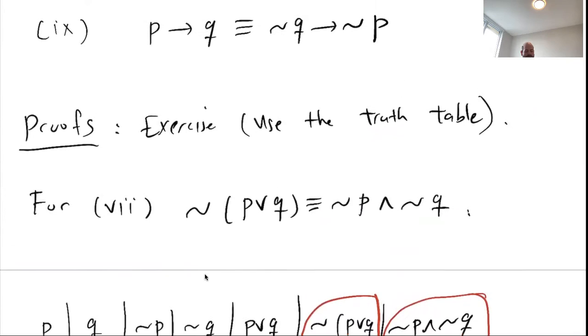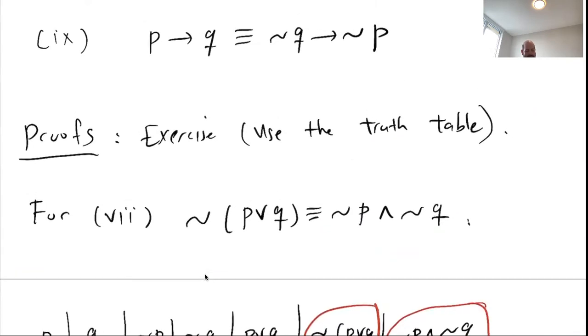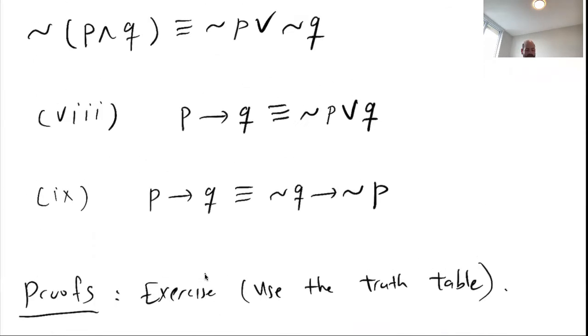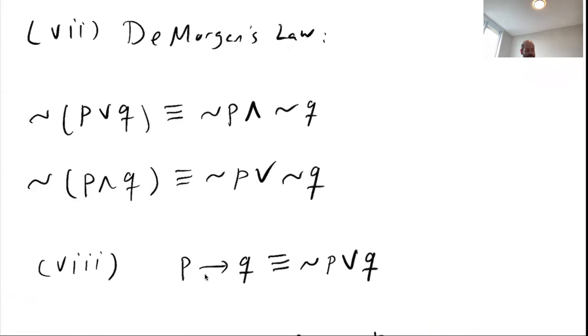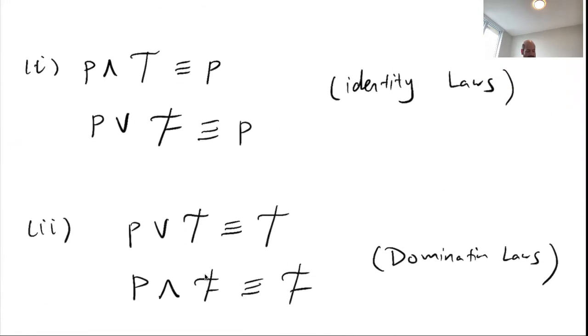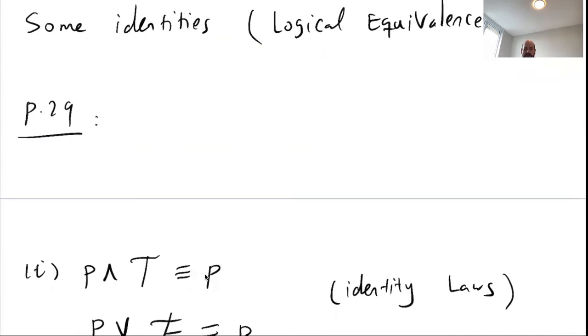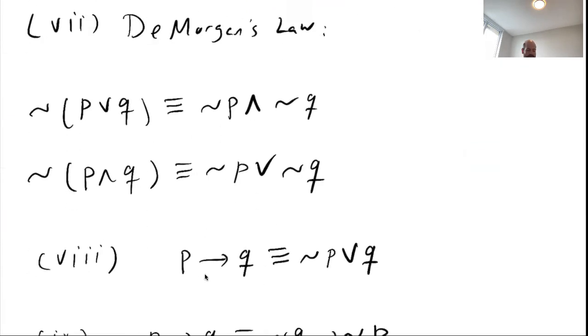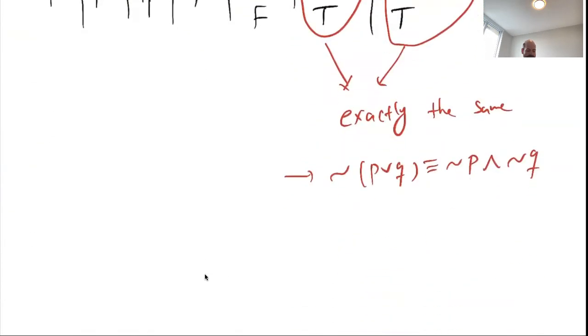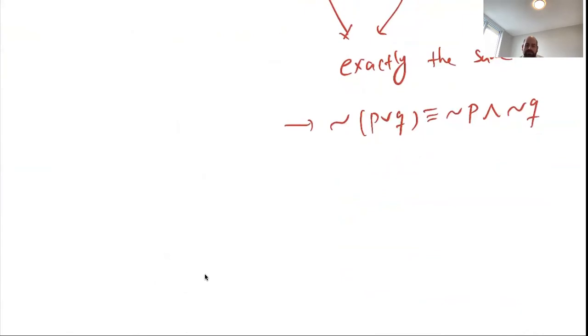So like I said, I did this one, but the rest are also similar. Use the truth table and try to prove them by yourself. And there are still more identities in your book, like I said on page 29. So you can also try to prove them as more exercise.